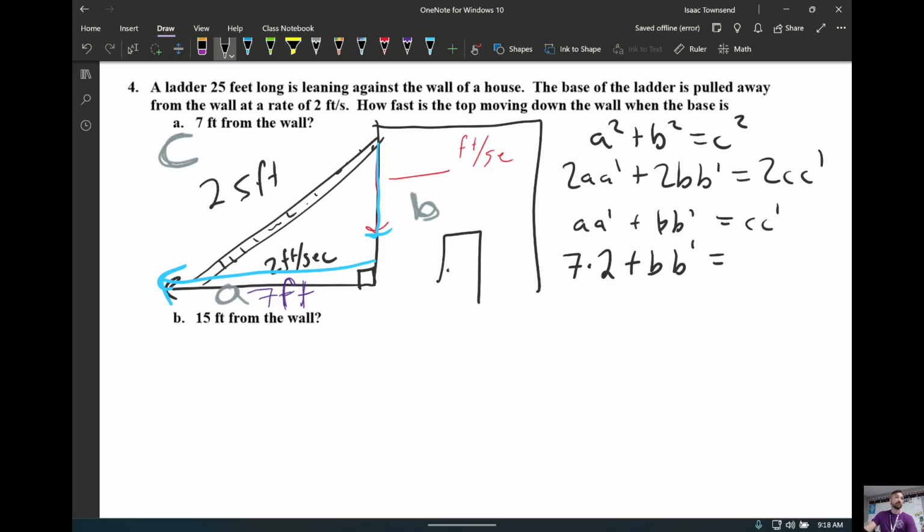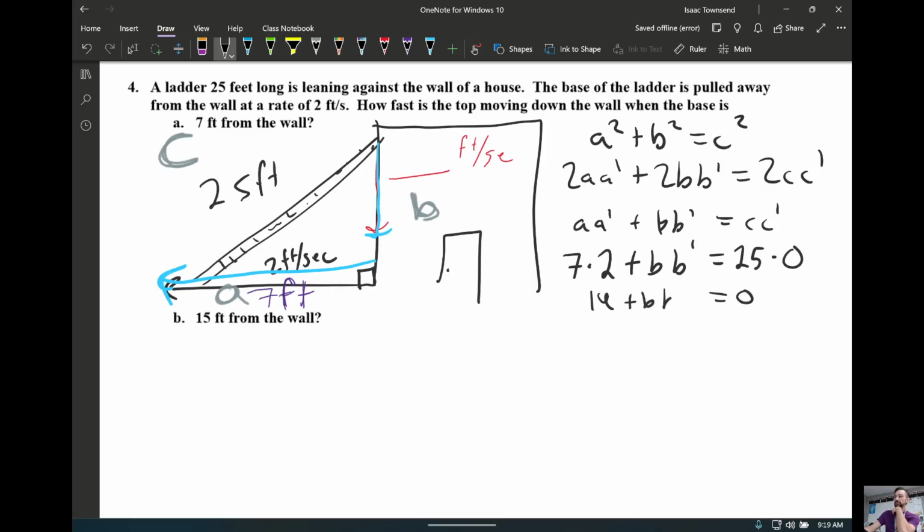Okay, do I know C? 25. Okay. What about C prime? It's 0. Why is it 0? This is constant. Right, your ladder's not changing in size while you're trying to use it. That would be crazy. This one is not changing, so its rate is 0. That's just to be understood.